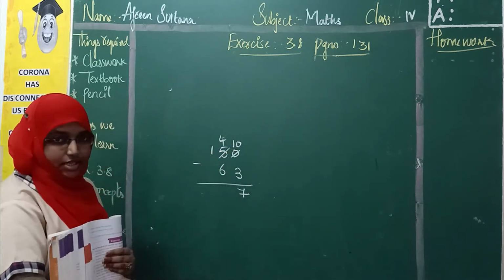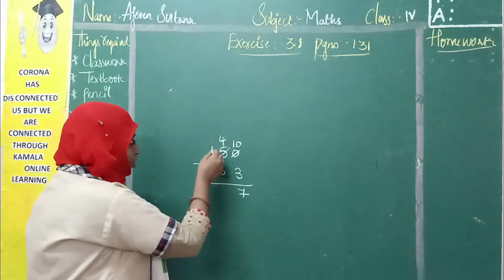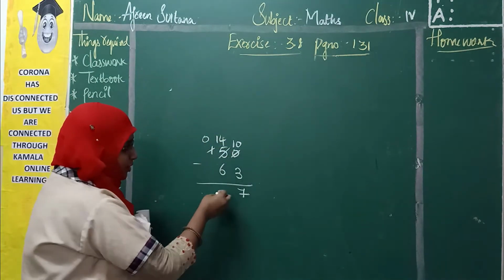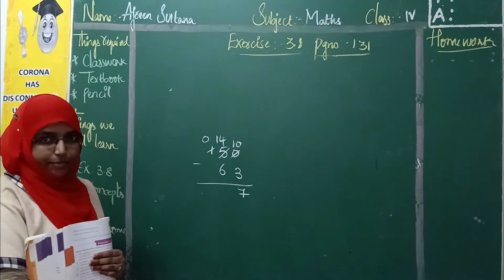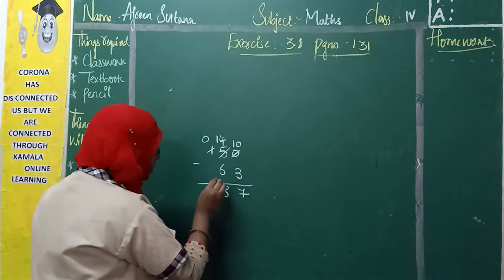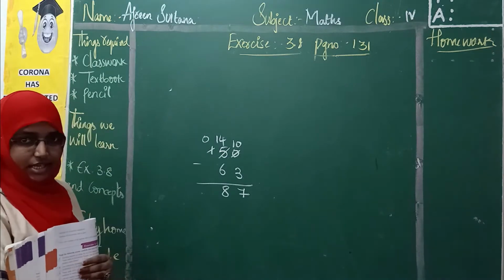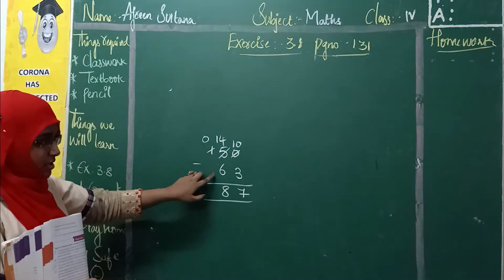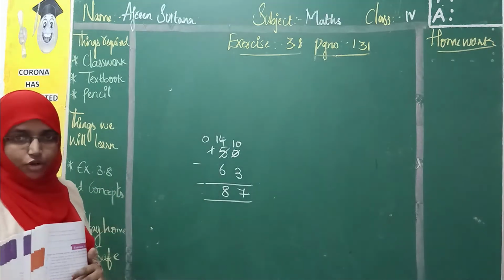Again you cannot subtract 6 from 4, so you borrow. Now this becomes 0 and this is 14. So 14 minus 6, what will you get? 8. Okay, 14 minus 6 is 8. Now this is your difference. Minuend, subtrahend, difference. This is what you got, right?